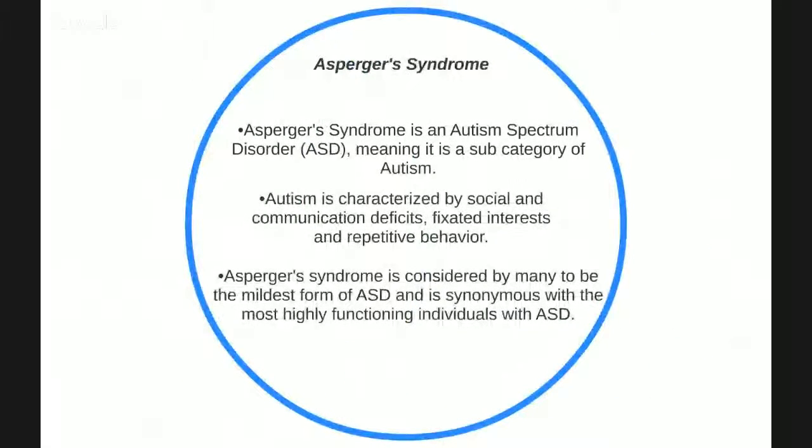Asperger's syndrome. Asperger's syndrome is an autism spectrum disorder, meaning it's a subcategory of autism. Autism is characterized by social and communication deficits, fixated interests, and repetitive behavior. Asperger's syndrome is considered by many to be the mildest form of ASD and is synonymous with the most highly functioning individuals with autism spectrum disorder.